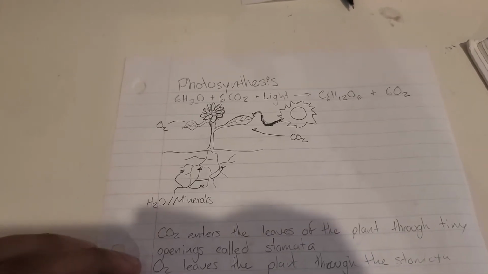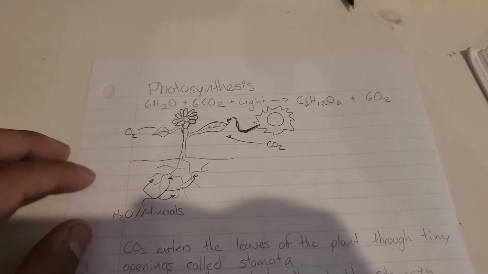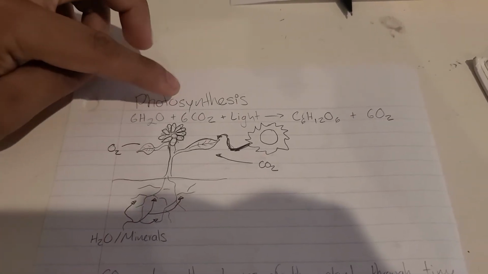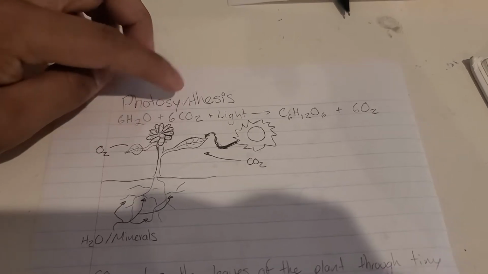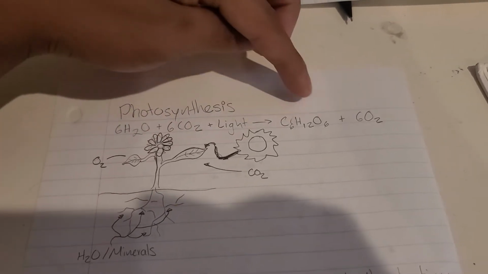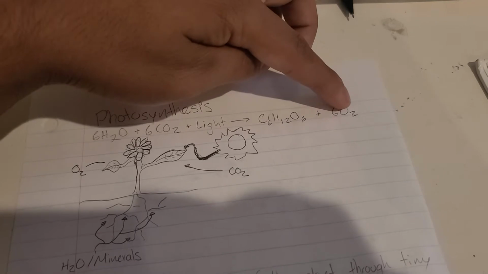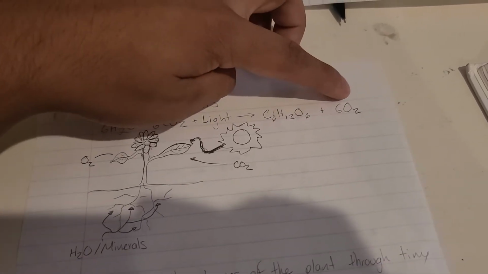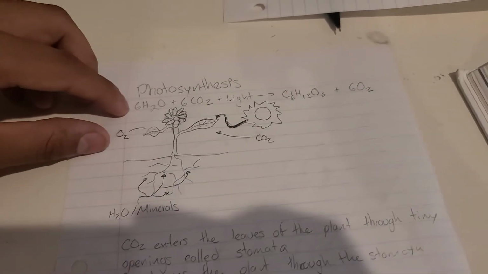I'm gonna be guiding you through the process of photosynthesis, the light reactions, and the Calvin cycle. So this is an overview of the whole process. You have 6 molecules of water, 6 molecules of carbon dioxide, and light come together to form glucose plus oxygen: 1 molecule of glucose and 6 molecules of oxygen gas.